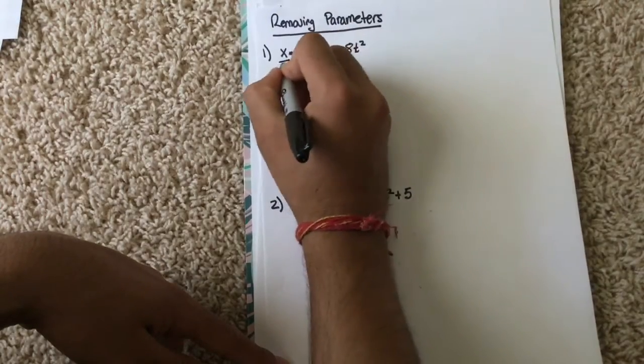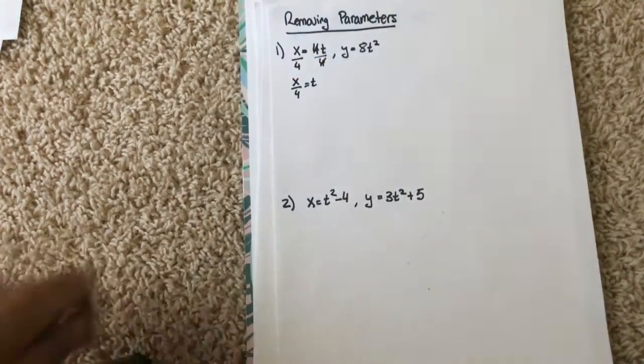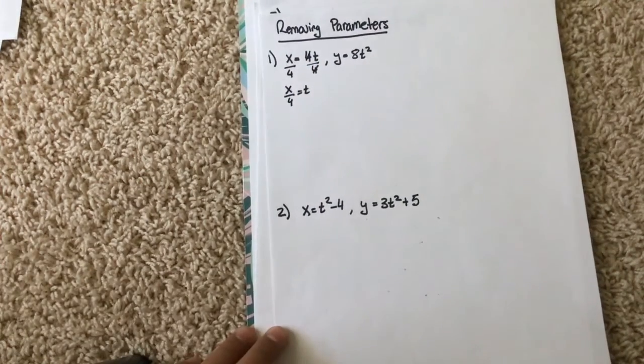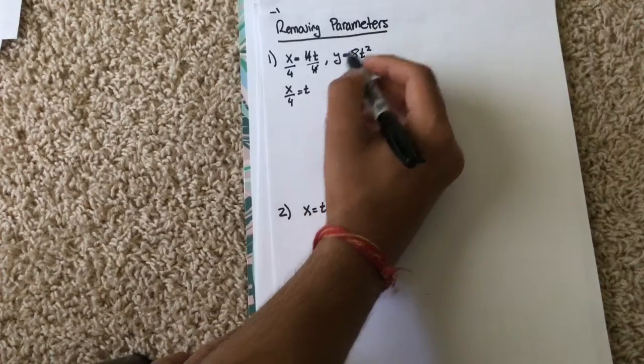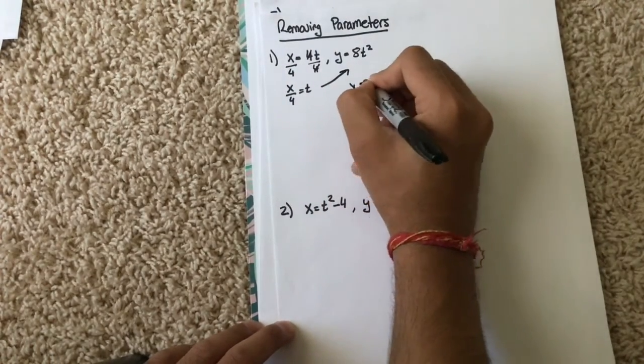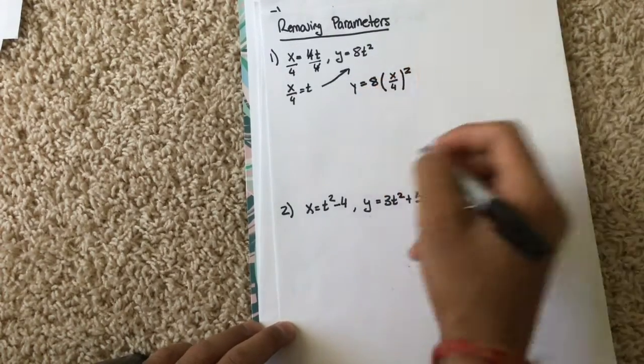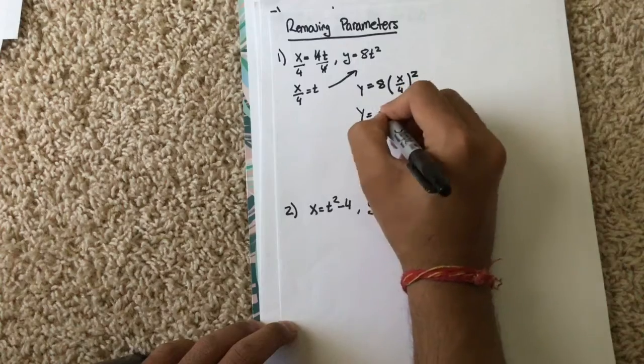Divide both sides by 4. And then our 4's cancel out. And we get x over 4 equals t. Now what do we do? Well, we just have to substitute this t into the y function. And from here we get y equals 8 and then the t here is going to be x over 4 squared.